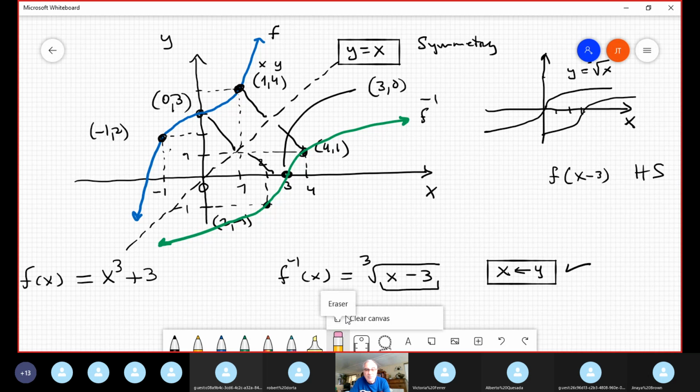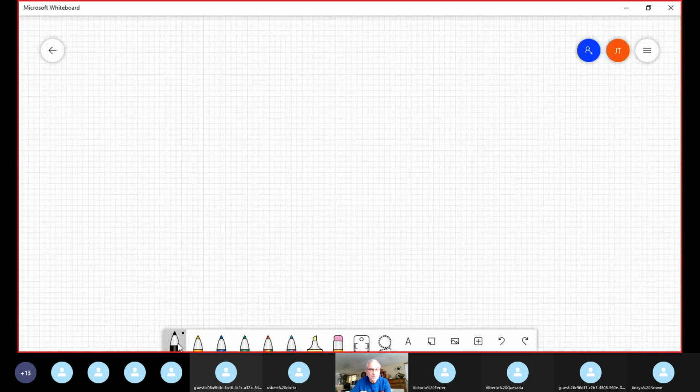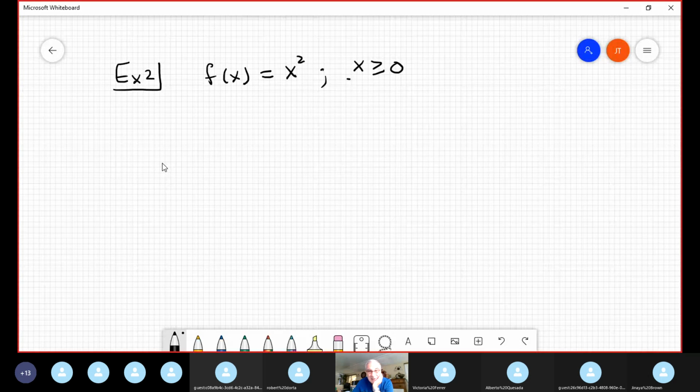Okay, let's move on to example 2. Example 2 is easy, but it brings a new situation. Suppose f of x is equal to x squared, semicolon, x greater than or equal to 0. When this situation happens, when you see this in the book or in the online lab, you don't understand very well what it is. Professor, what the hell is that?